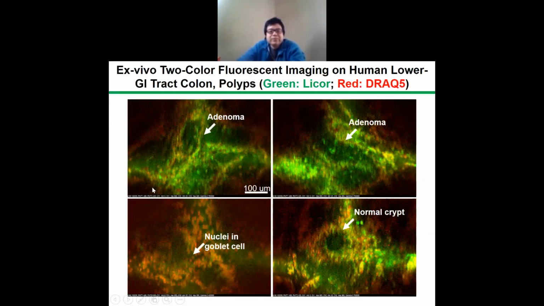We already demonstrated on human samples two-color imaging, for example showing the adenoma using ICG or glycol to show the morphology. In another channel, you can use DRAQ5 targeting the nuclei. But essentially, you can change it to an antibody conjugated with some other fluorescent dye to target specific markers.